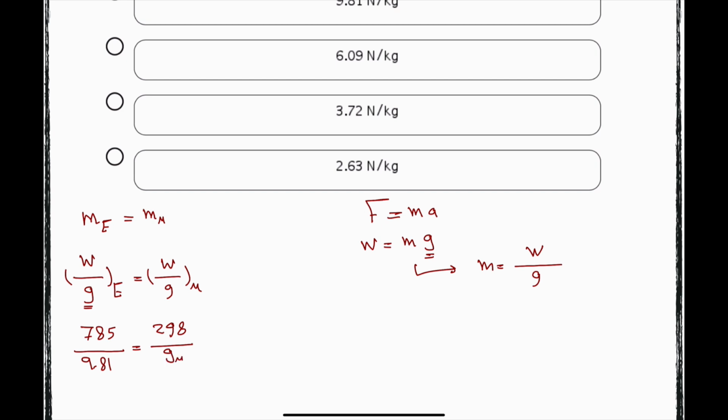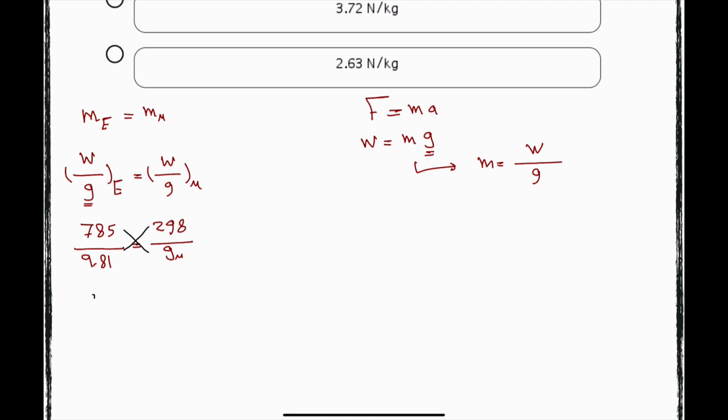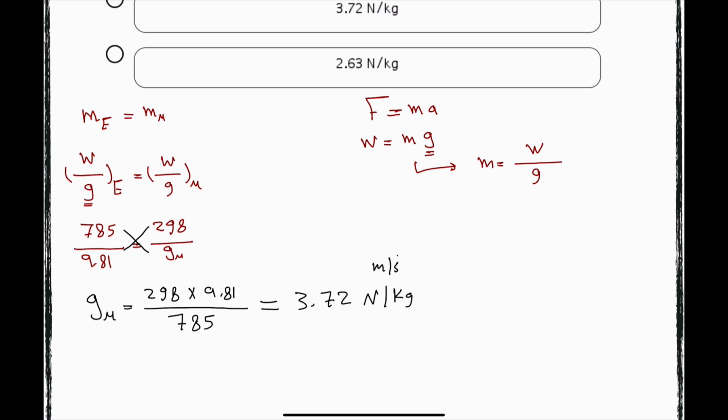So now we just cross multiply and we'll get that g on Mars will be equal to 298 times 9.81 over 785. That would be equal to 3.72 newton per kilogram or meters per second squared.